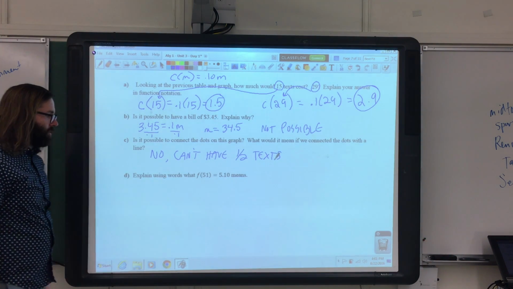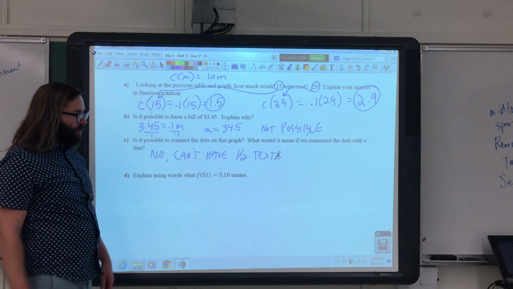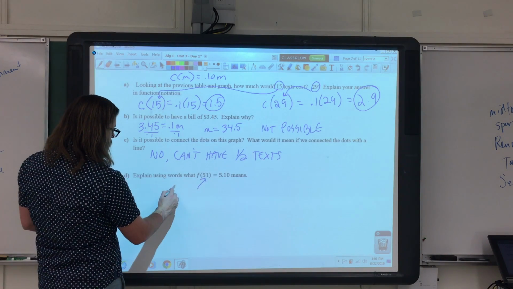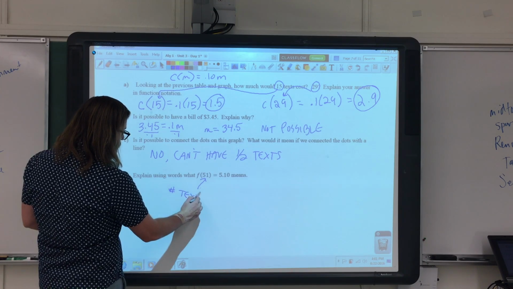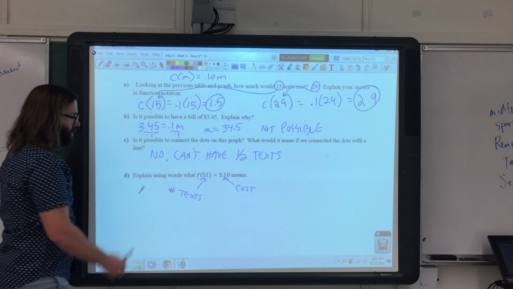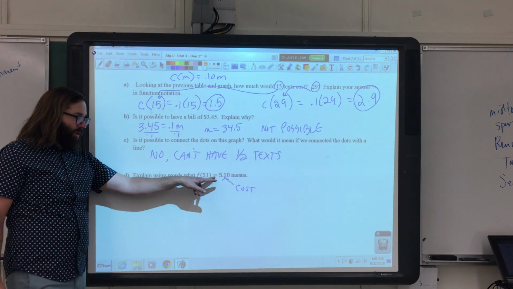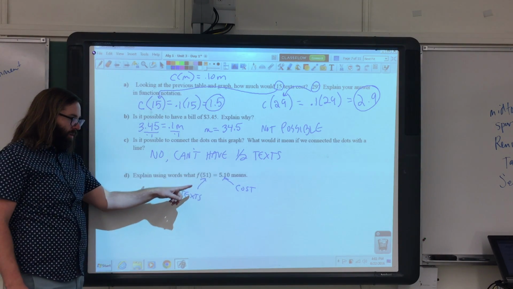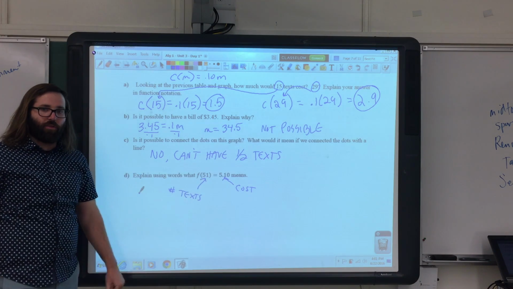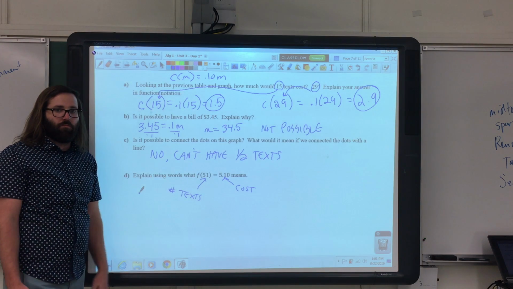Let's explain D. F of 51 equals 5.10. This 51 is the number of texts. This is the cost. So F of 51 equals 5.1 means that when you text 51 texts, it costs you $5.10. That's all it means.